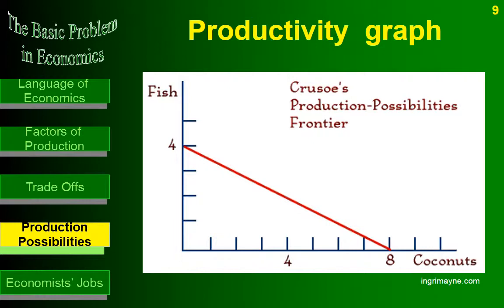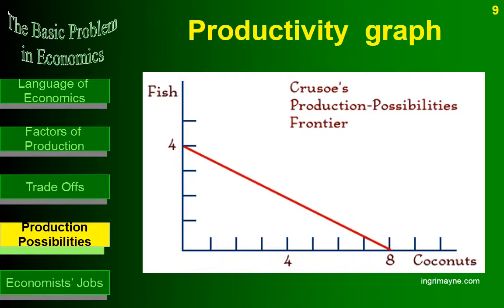If he puts all of his effort in, he can get up to 8 coconuts or he can get up to 4 fish. But if he wants to spend some time working on his tan, he can get 2 fish and 2 coconuts, right? So that's just a very simple productivity graph that I found while I was on the internet.